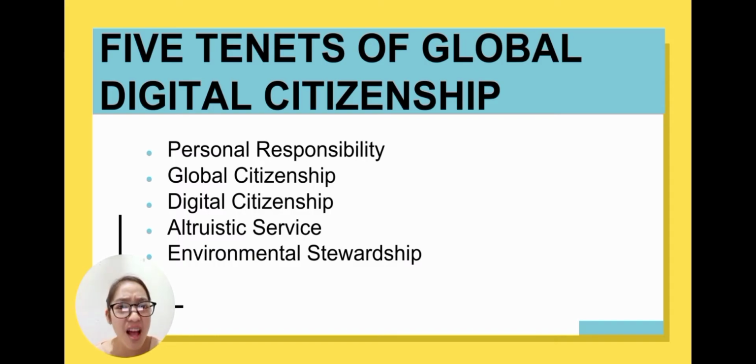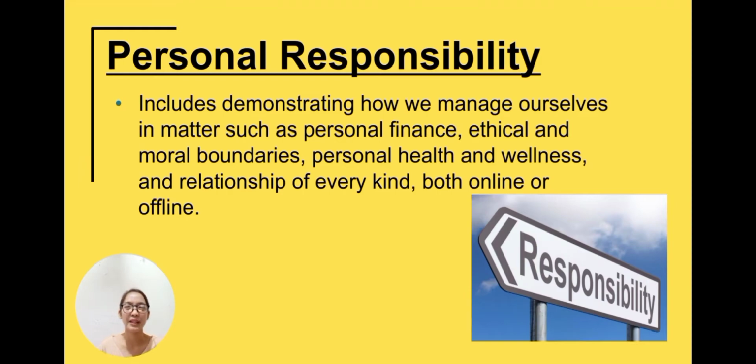So what is a personal responsibility? Personal responsibility includes demonstrating how we manage ourselves in matters such as our personal finance, ethical and moral boundaries, personal health and wellness, and relationships of every kind, both online or offline.